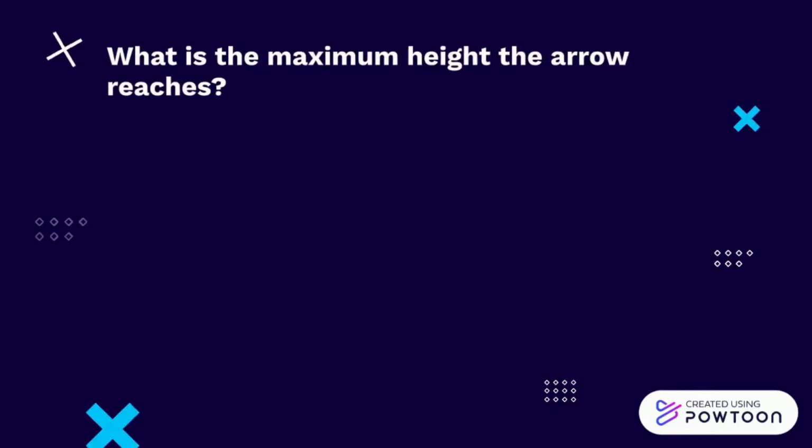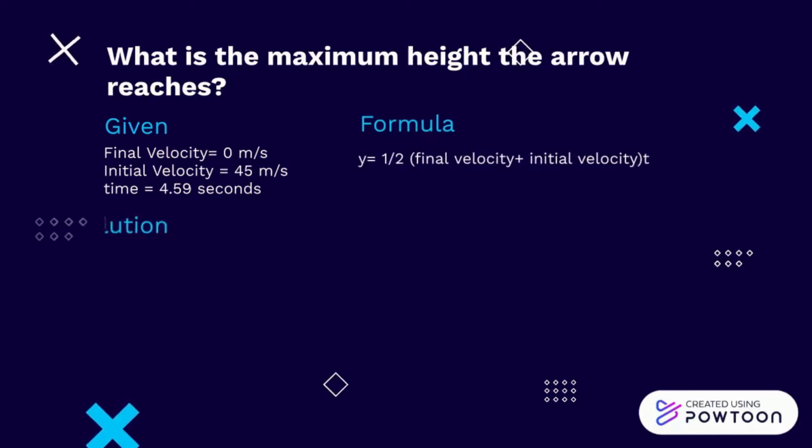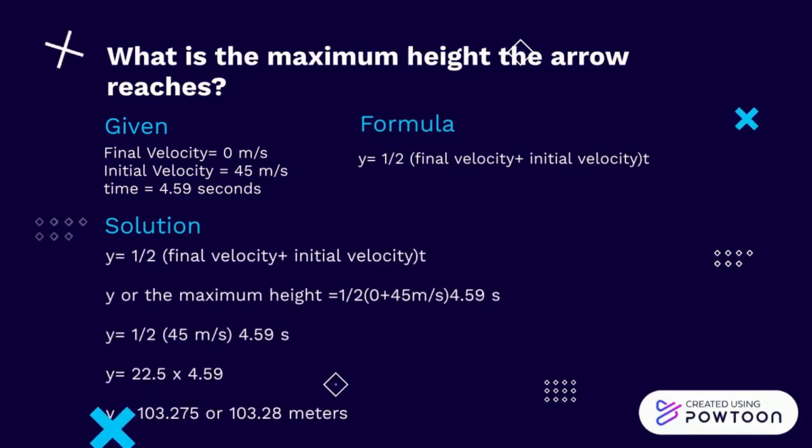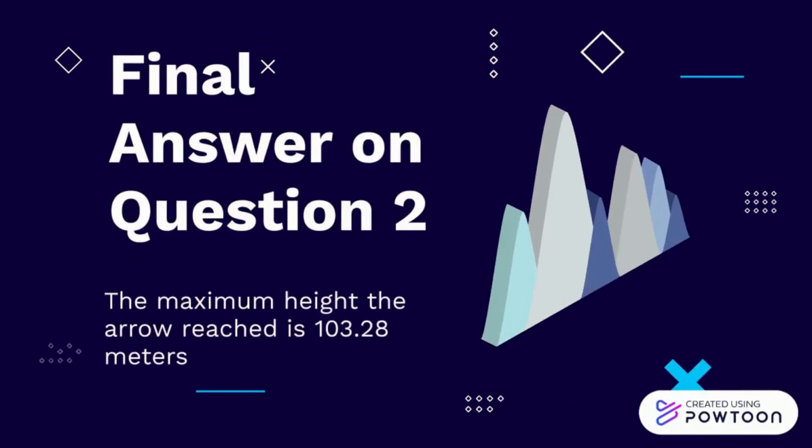In finding the maximum height, we use the formula y equals 1/2 times the final velocity plus initial velocity, multiplied by time. After substituting the values, we should arrive at this equation. y, or the maximum height, equals 1/2 times 0 plus 45 meters per second, times 4.59 seconds. 1/2 of 45 is 22.5. Now, 22.5 meters per second multiplied by 4.59 seconds will give us 103.275 or 103.28 meters.